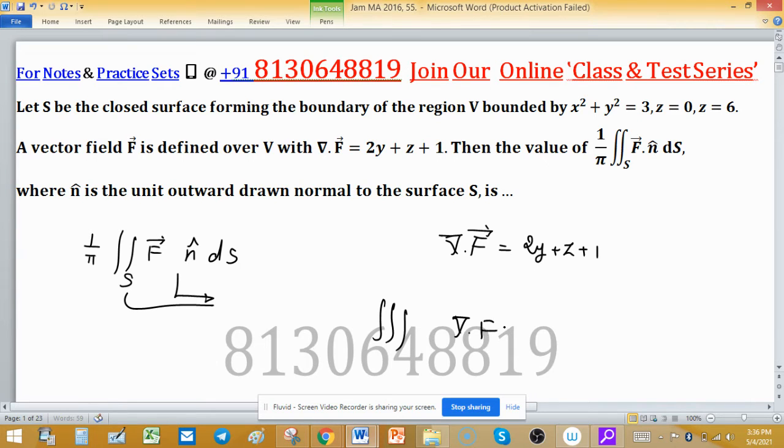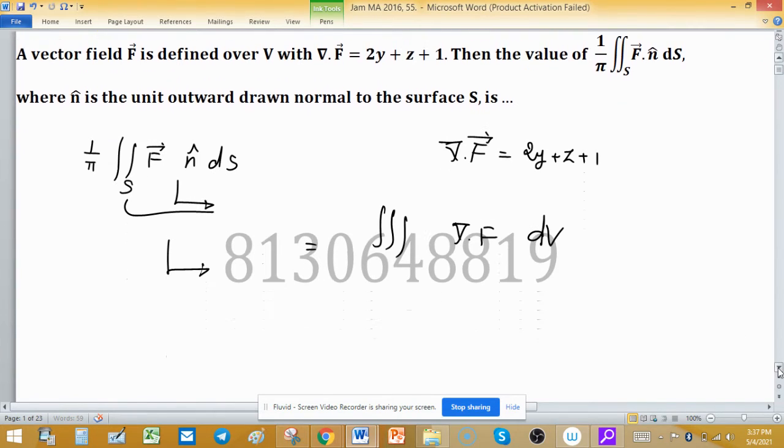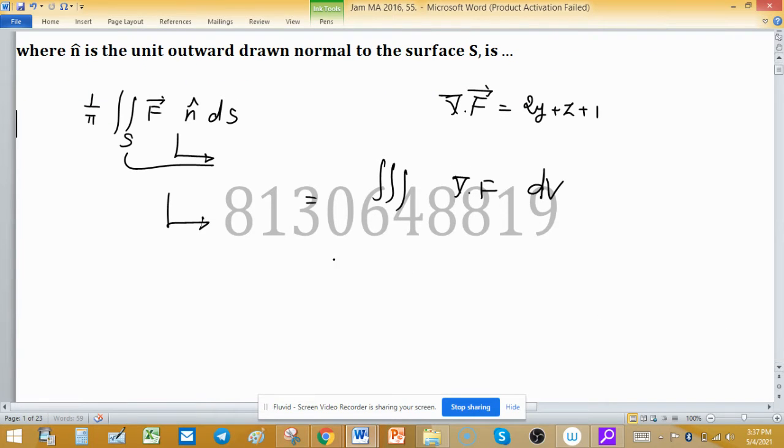The flux through the closed surface is equal to the volume integral of the divergence of F inside the region bounded by the surface. So we have to solve this problem with the help of Gauss divergence theorem.